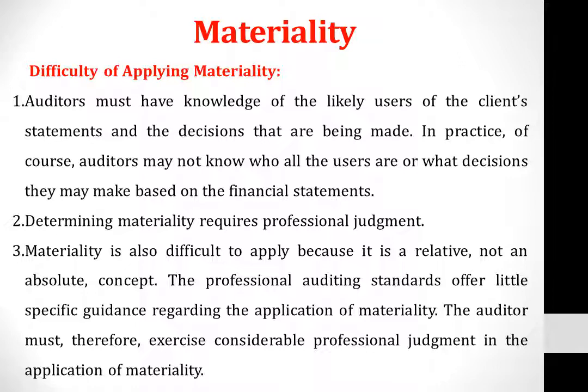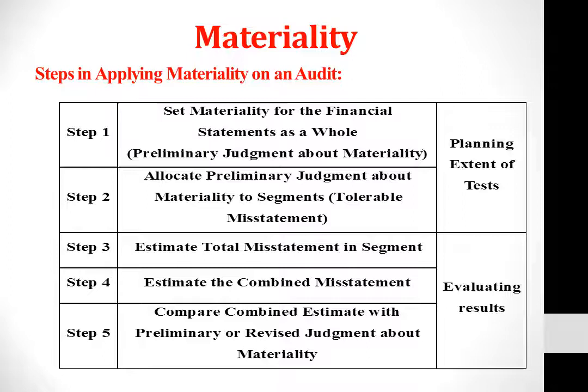Right now, we are going to see how we are going to apply materiality in auditing. We have three phases in auditing: planning, testing, and evaluating results. The auditor uses materiality, or application of materiality, in the three stages of auditing. In stage number one, planning, the auditor is going to set materiality for the financial statements as a whole, meaning he is going to calculate a preliminary judgment about materiality. And step number two is to allocate the preliminary judgment about materiality to segments. This means he is going to solve tolerable misstatements. And these two steps the auditor does in planning.